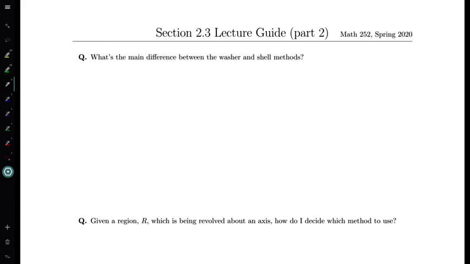So far in the past couple of sections, we've been looking at these solids of revolution, and we've been looking at computing their volumes through two different methods that we have. We have the washer method and we have the shell method. We also talked about the disk method a little bit, but remember that the disk method is simply a special case of this washer method.